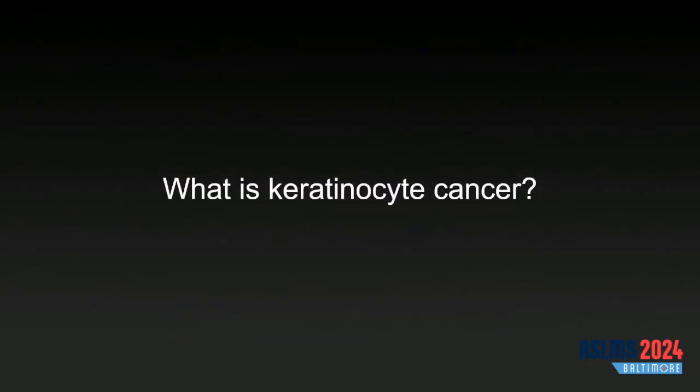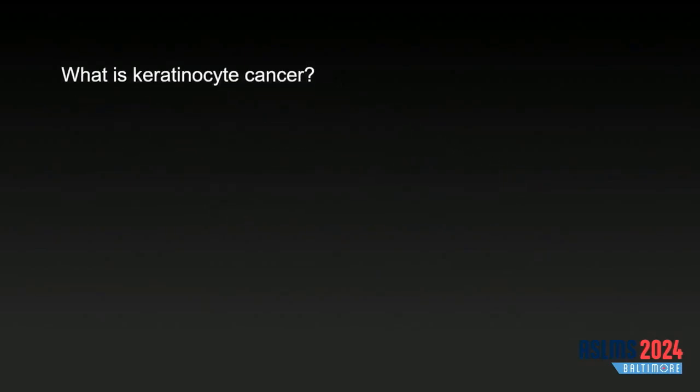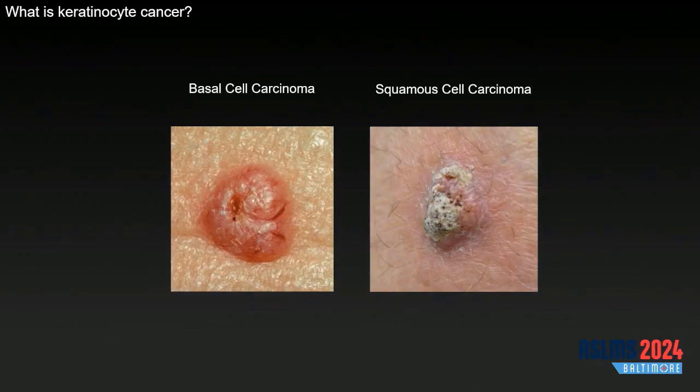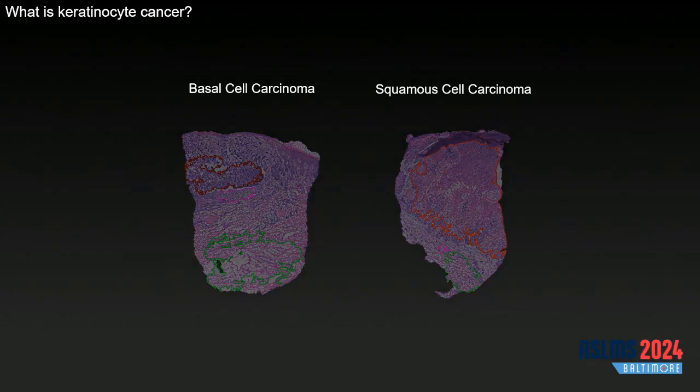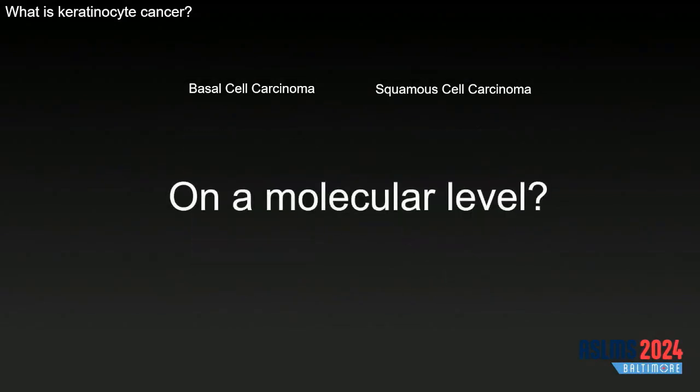So we are developing this for keratinocyte cancer. If you're a clinician, you might see this and recognize it as keratinocyte cancer. If you're a pathologist, you might see this and recognize it. But if you're an analytical chemist like me, you wonder, how does it look on a molecular level? And we don't really know, but we're going to find out.